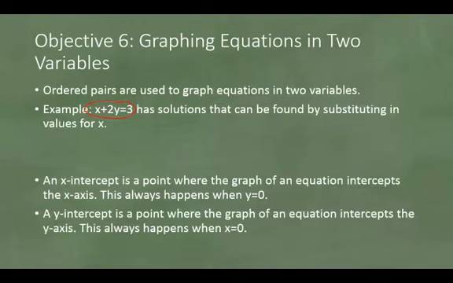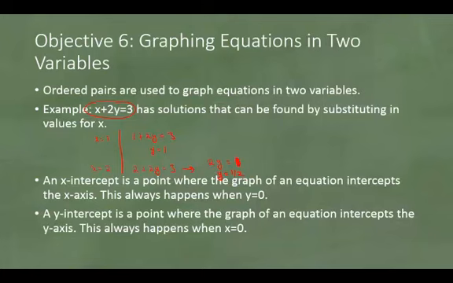For example, if x were 1, then this equation would read 1 plus 2y is equal to 3. If you subtract 1 from both sides and divide by 2, y has to equal 1. Likewise, if x is equal to 2, this equation would read 2 plus 2y is equal to 3. If you subtract 2 from both sides, you get 2y is equal to 3 minus 2. 3 minus 2 is 1. Then divide by 2, and we get y is equal to 1/2.